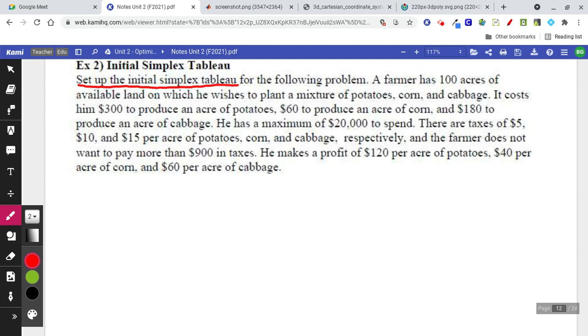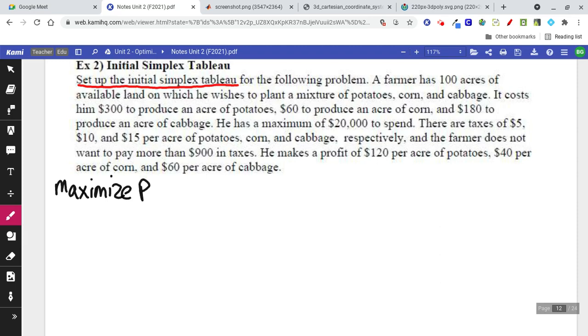So, it doesn't say maximize the problem, but that's what we would be doing. We would be maximizing profit. And I'm going to use P here instead of Z, just because I like to be descriptive. We're maximizing profit, and that helps me when I go through and look at the numbers that are talking about profit. Okay, I'm going to call potatoes X, and corn I'm going to call Y, and cabbage I'm going to call Z.